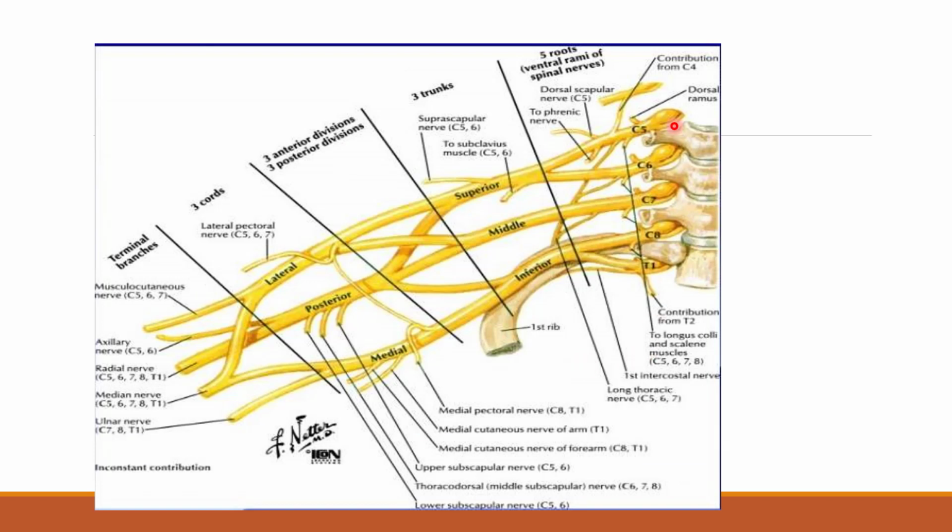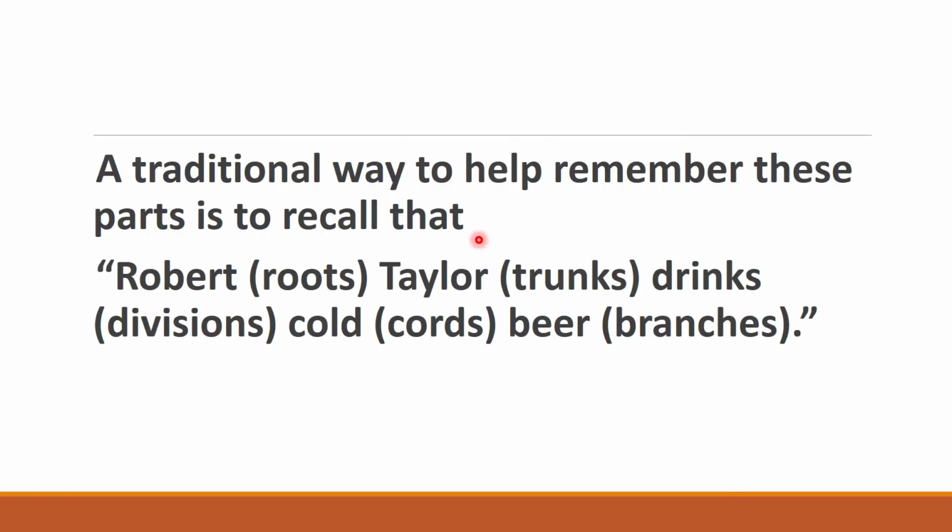This is again the same diagram, C5, C6, C7, C8 and T1, and they are forming the same structures which we have already learned. So these are many diagrams from which you can learn the brachial plexus very nicely. There is a traditional way to help remember the brachial plexus. So, Robert Taylor drinks cold beer.